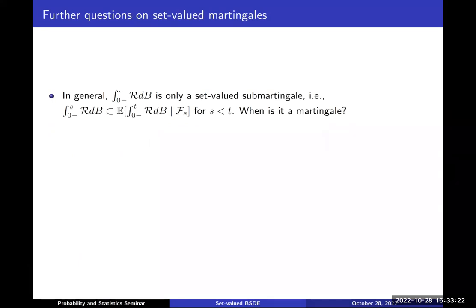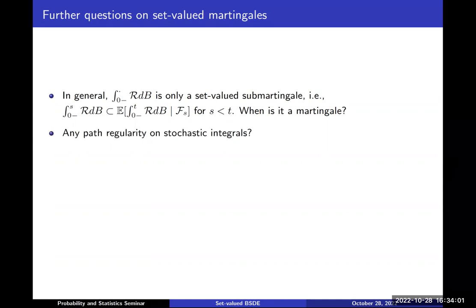Also on the martingale part, there are some open problems. In general, when you deal with a set valued stochastic integral of this form, this is only a sub-martingale, but not necessarily a martingale. What I showed you was a result which says that if you start with a set valued martingale, then it has a stochastic integral representation. But when you start with a stochastic integral, is it always a martingale? The answer is no. We are indeed characterizing this behavior, the martingale property, currently.